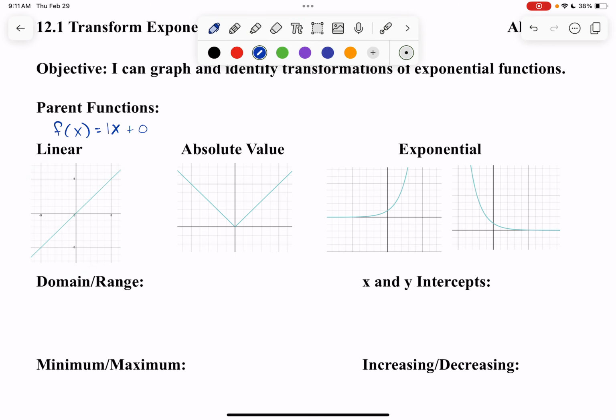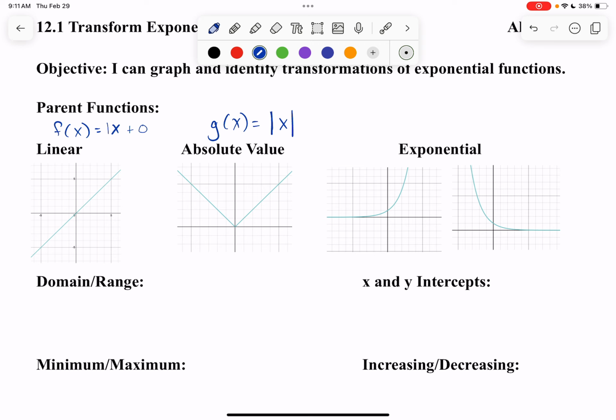Okay. Another parent function is our absolute value function, and that's our absolute value of x. Okay, so again, this is that V shape that we've dealt with before, that we transformed. Remember, we moved him up and down, left and right. That's what we're going to be doing today with our exponential functions.